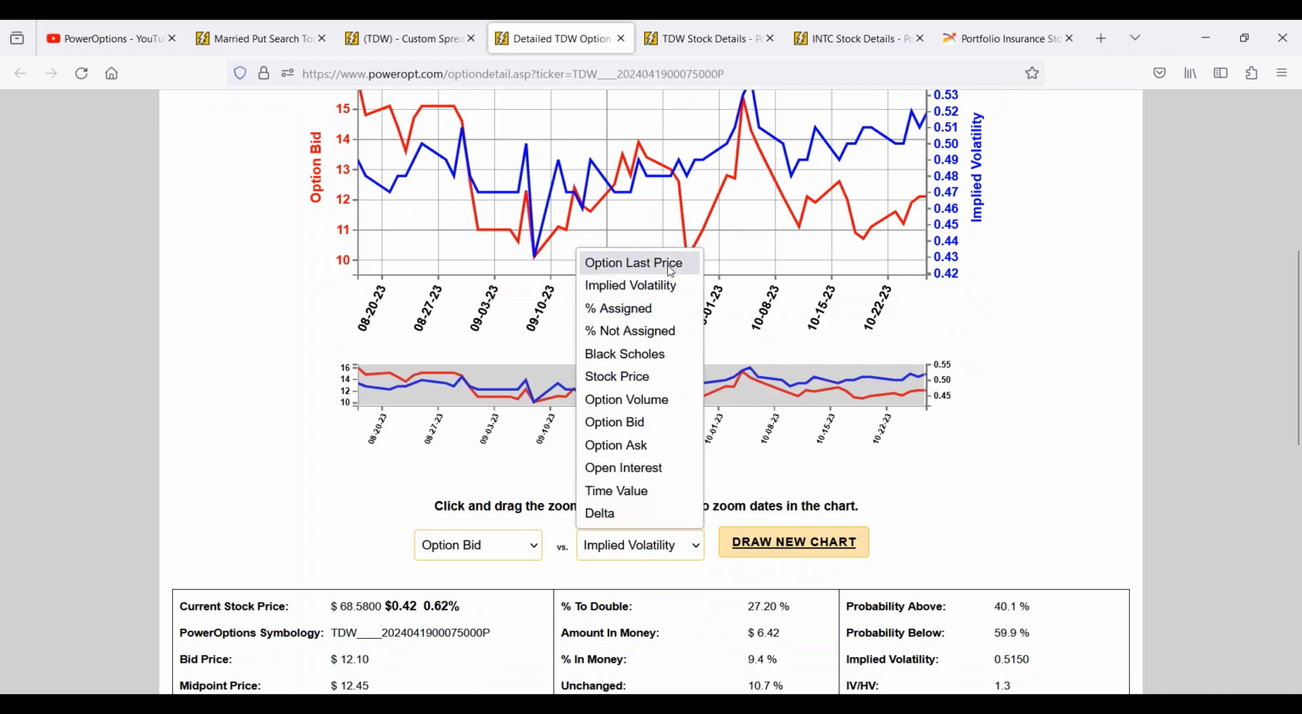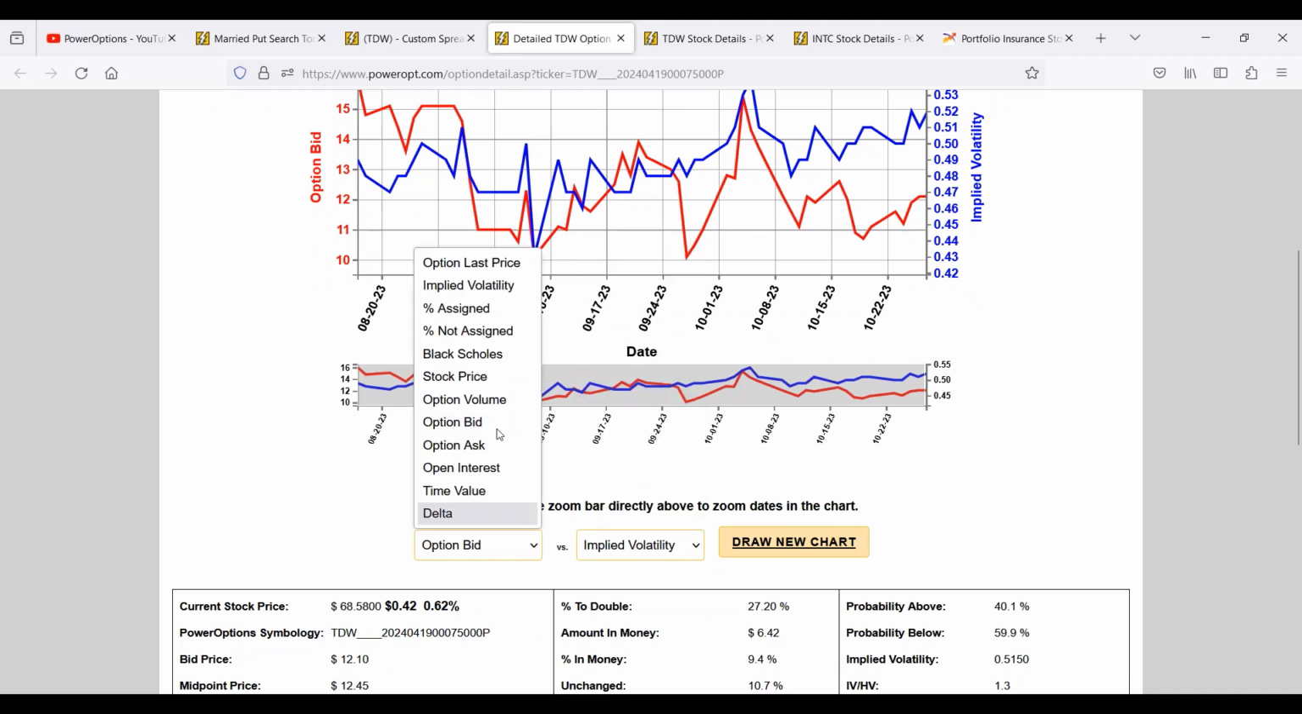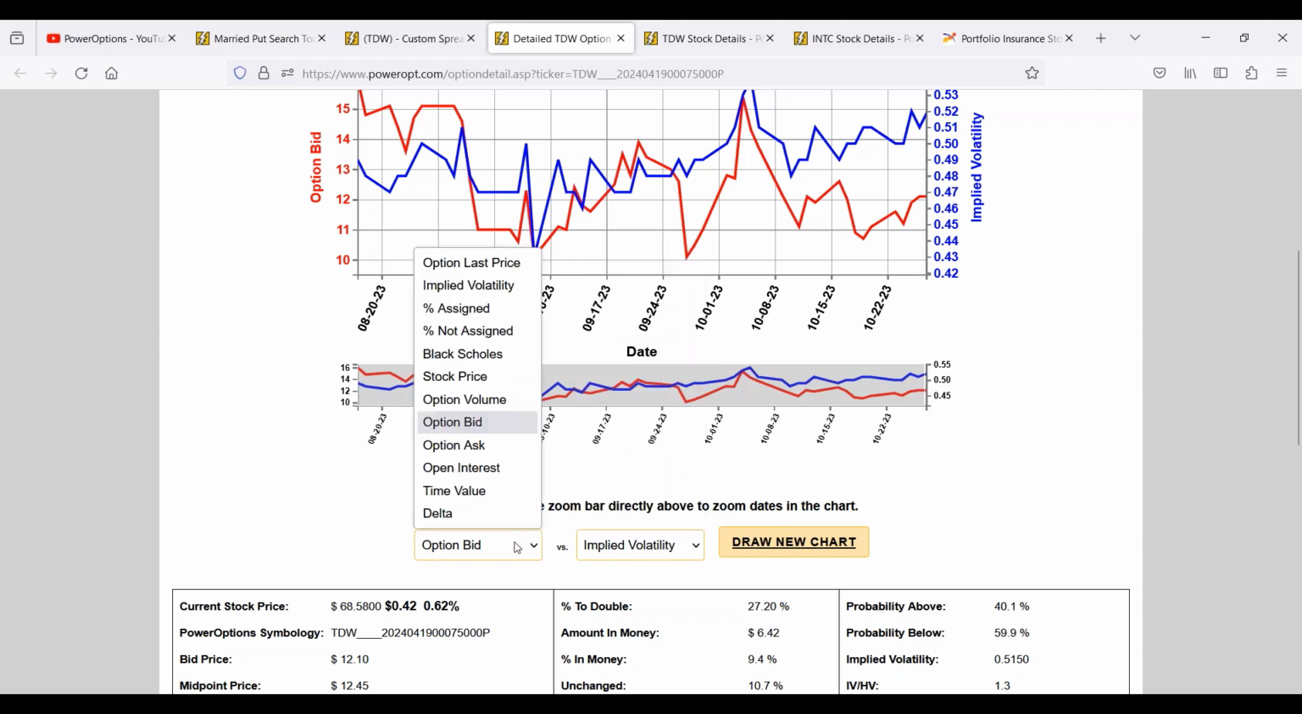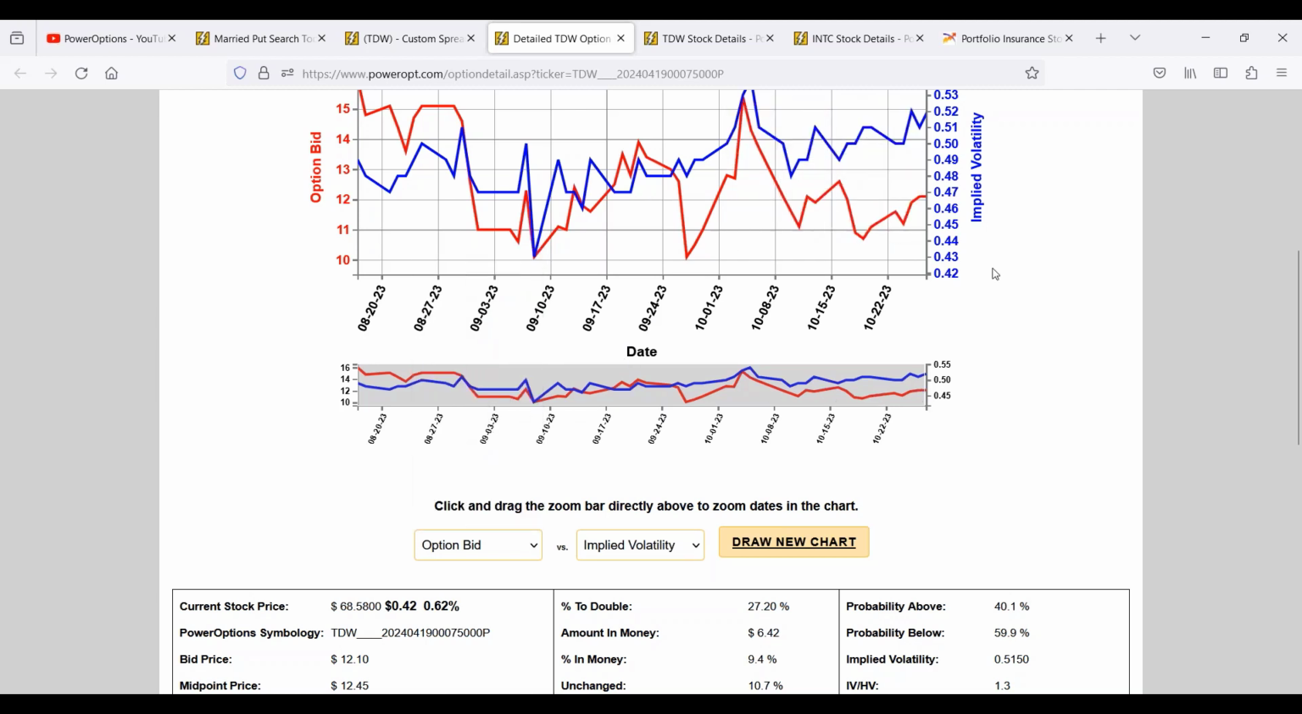I can look at option last price versus option bid or vice versa. But yeah, we can look at the percent if assigned, the stock price, option volume, bid ask, open interest, time value, delta, or delta versus time value and so forth. You can look at the different charts here. The default here is because this is normally what we look at. Some would want to look at maybe the option time value versus the stock price, or time value versus implied volatility. I tend to just look at the option bid versus implied volatility.